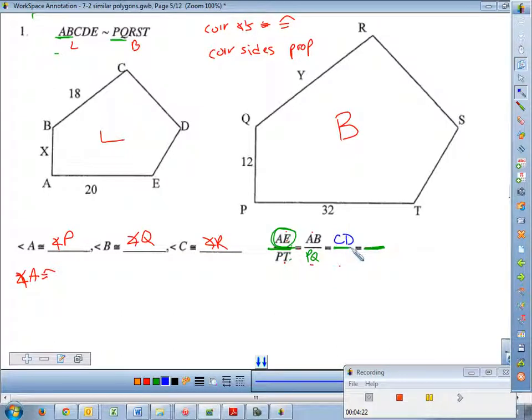Distance from C to D? Cool. Everybody got that? Now you answer the bottom part. What would it be proportional to? Distance from C to D would be proportional to what, my friends? Distance from R to S. Make up one more for yourself.